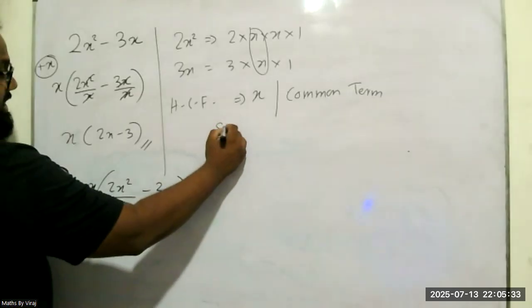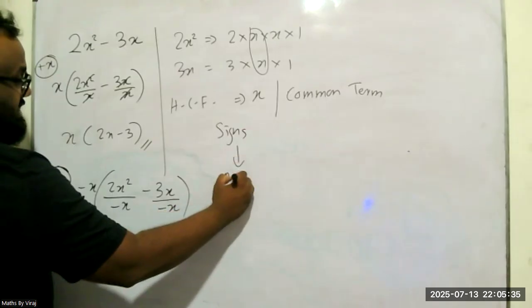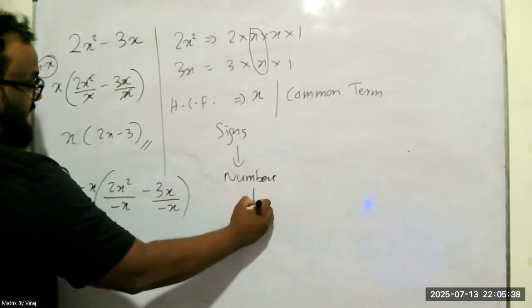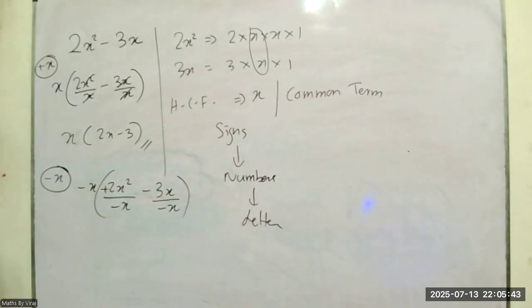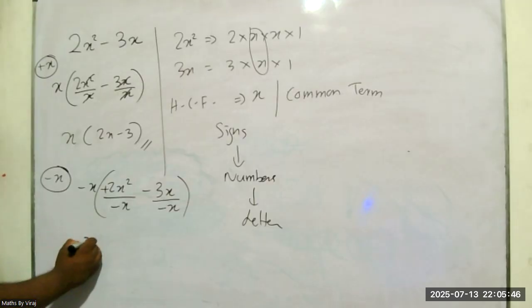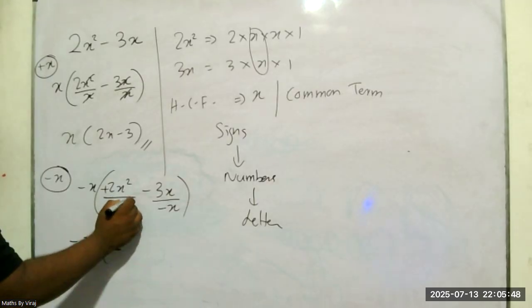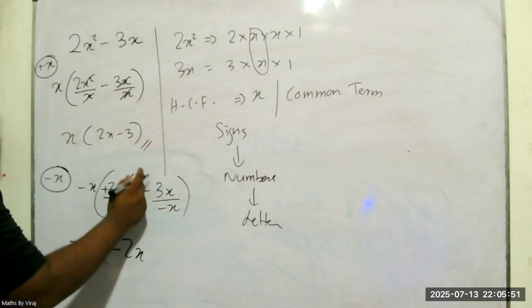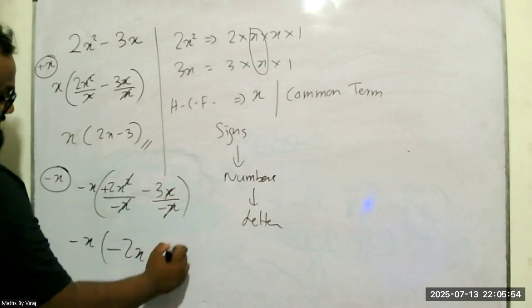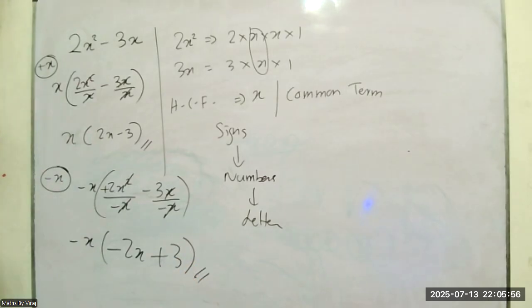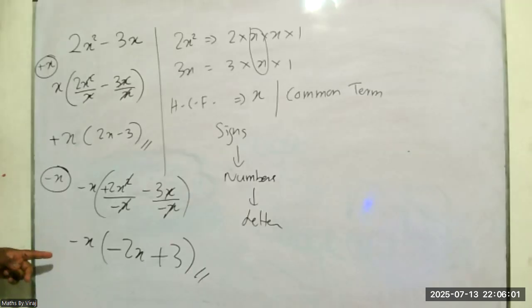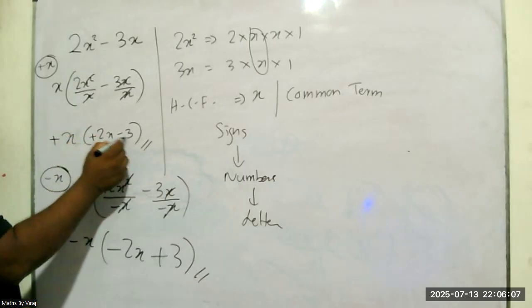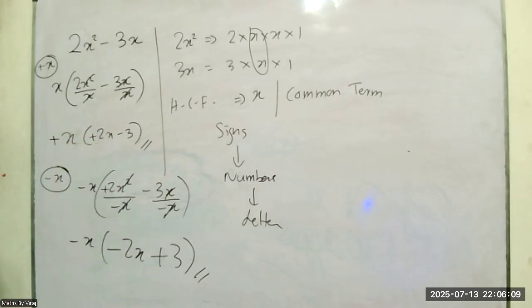We do the calculation based on this particular hierarchical order: signs, numbers, and then letters. 2x squared is plus, minus 6 plus, divided by minus, minus x and x cancels, minus divided by minus plus, x and x cancels, 3. Understand the difference between taking plus x out as a common term and minus x out as a common term. Here it is plus 2x minus 3. Here it is minus 2x plus 3.